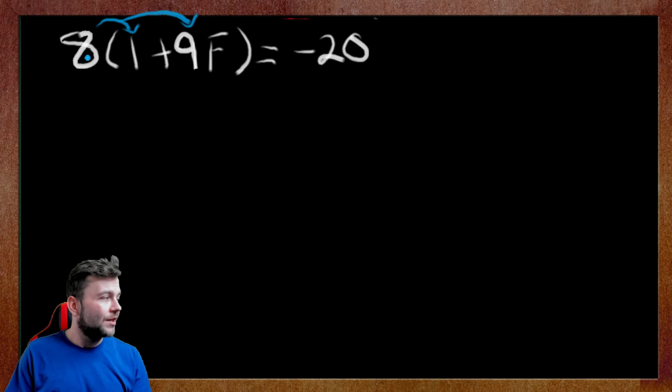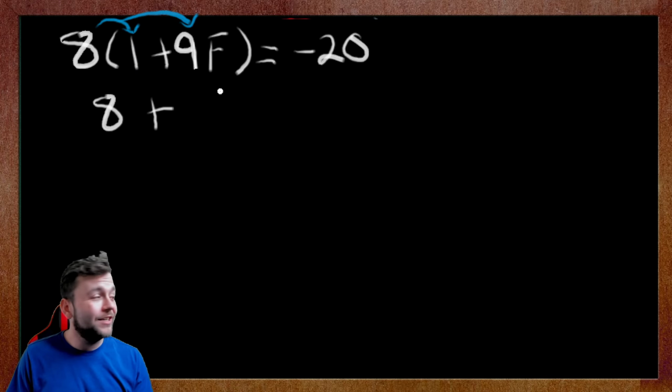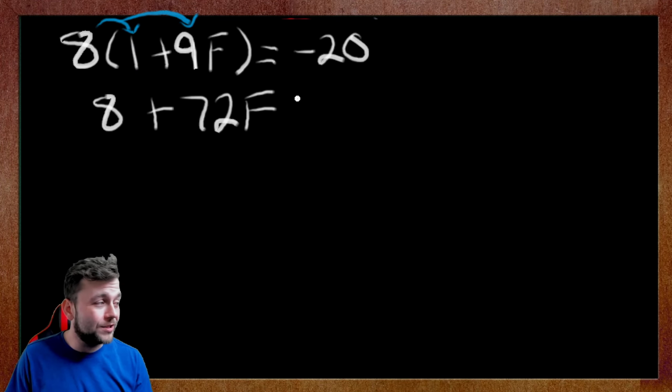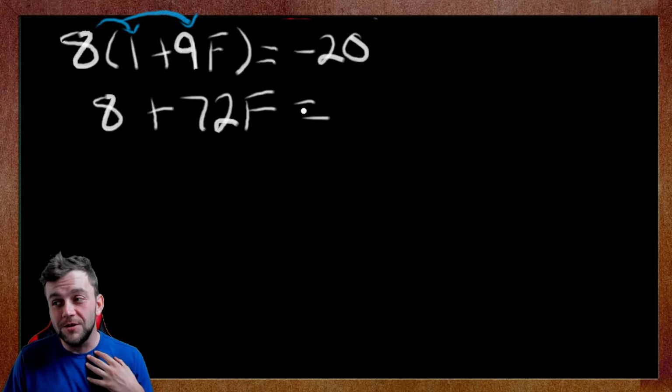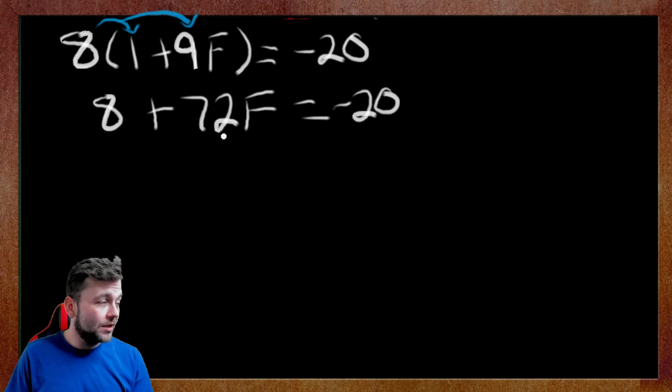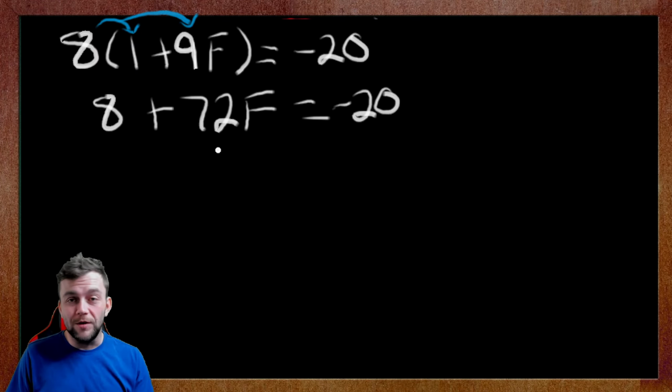But 8 times 1 is 8, so let's rewrite this distributing through the parentheses. So it's 8 plus, what is 8 times 9? That is 72, and then the letter F, because they don't like to use regular letters in examples. Like regular letters to me when it comes to math problems is X and Y. Minus 20.